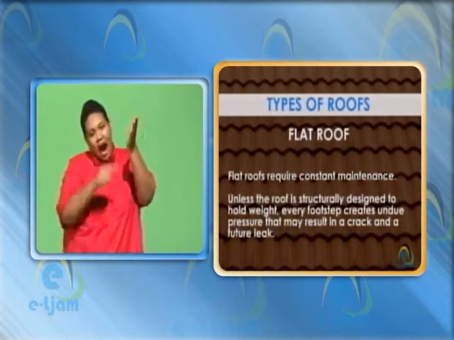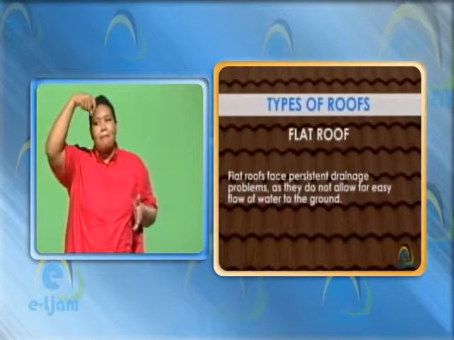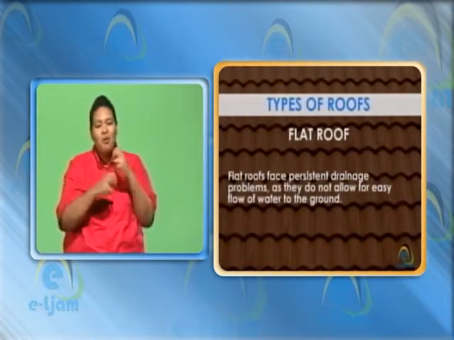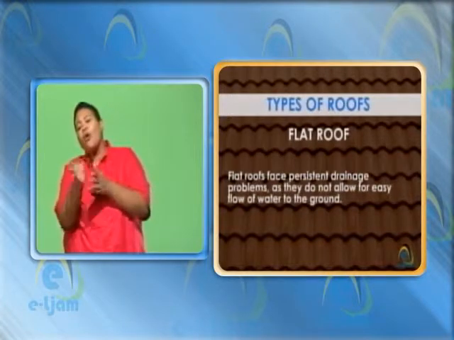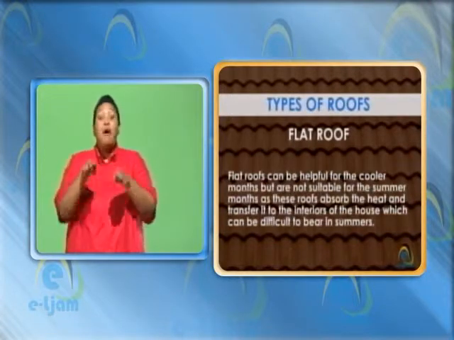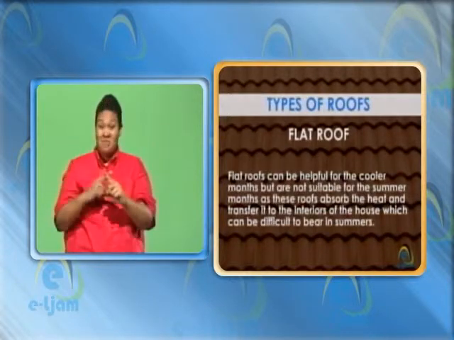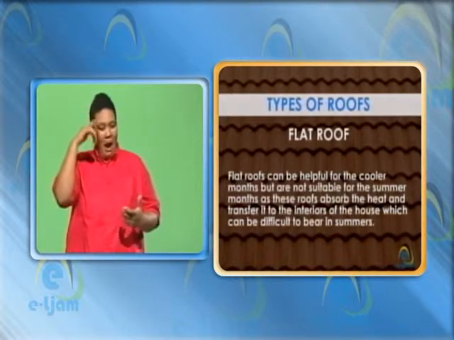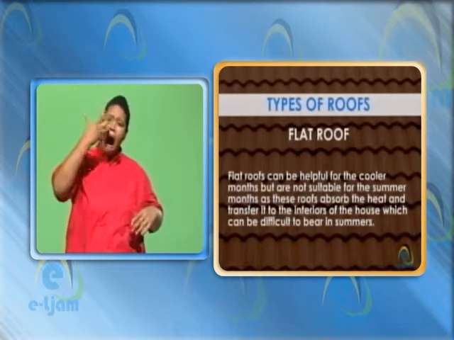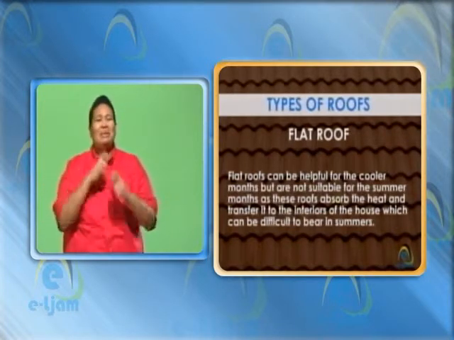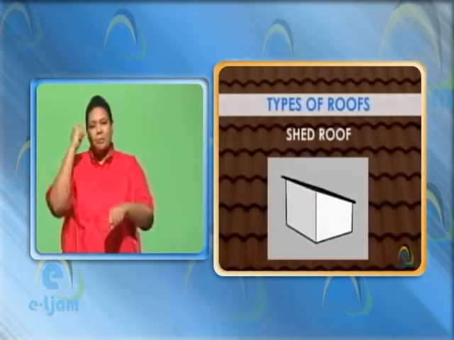and a future leak. Flat roofs face persistent drainage problems as they do not allow for easy flow of water to the ground. Flat roofs can be helpful for the cooler months but are not suitable for the summer months, as these roofs absorb the heat and transfer it to the interiors of the house, which can be difficult to bear in summer.